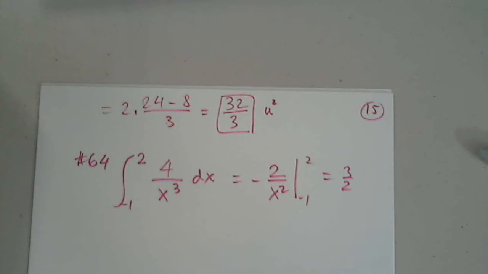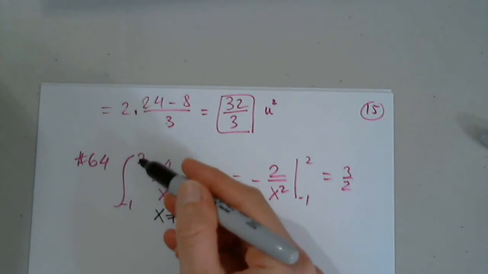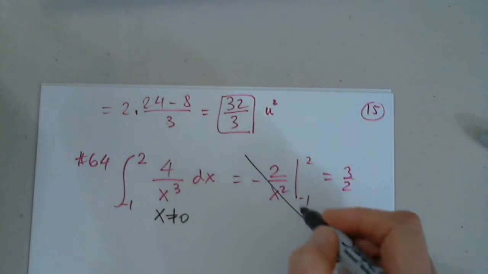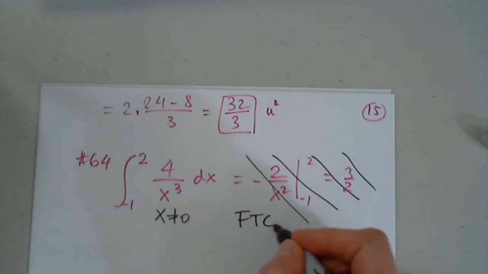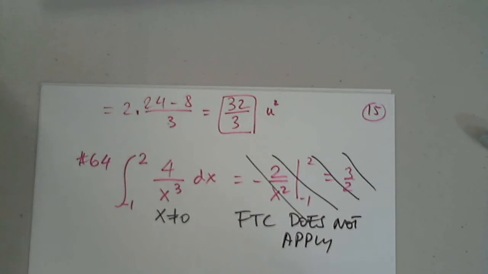Is an even function equal to an odd function? No. Something super important that we will always check: did they already take the antiderivative? No. Is it not continuous? Very good. X cannot be 0, and 0 is in the interval -1, 2. FTC does not apply. Very good, thank you.